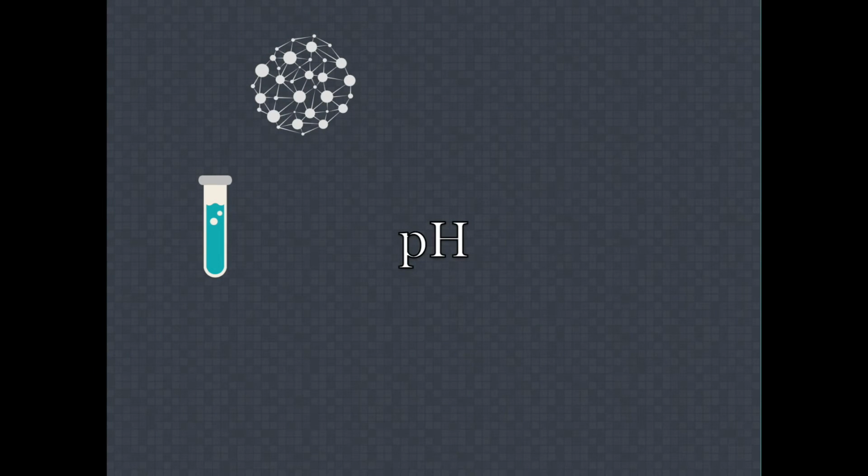pH is a measure of the concentration of hydrogen ions in the water. Because enzymes function best in a narrow range of pH, pH can have a large impact on the growth of organisms.